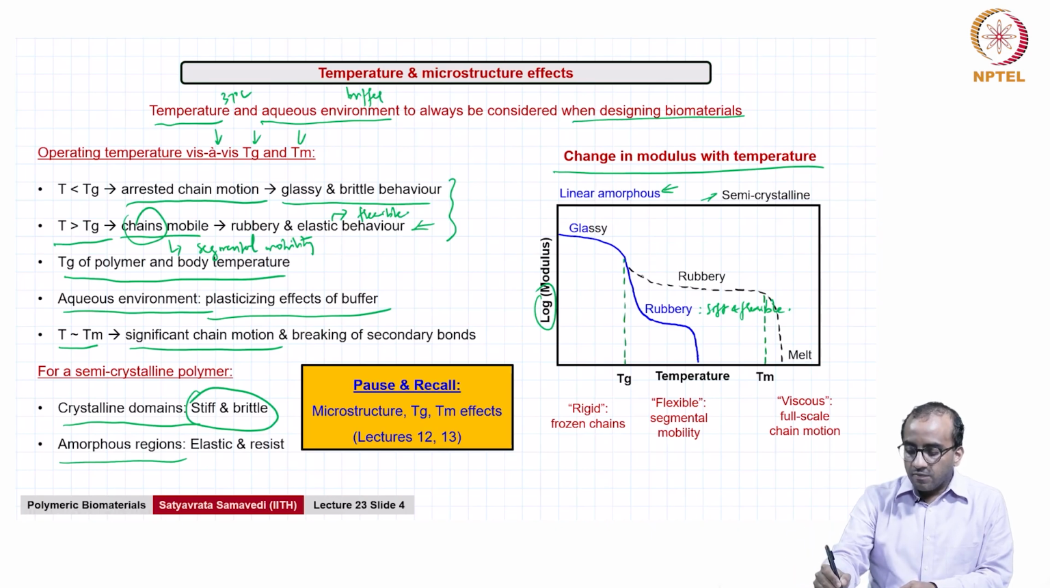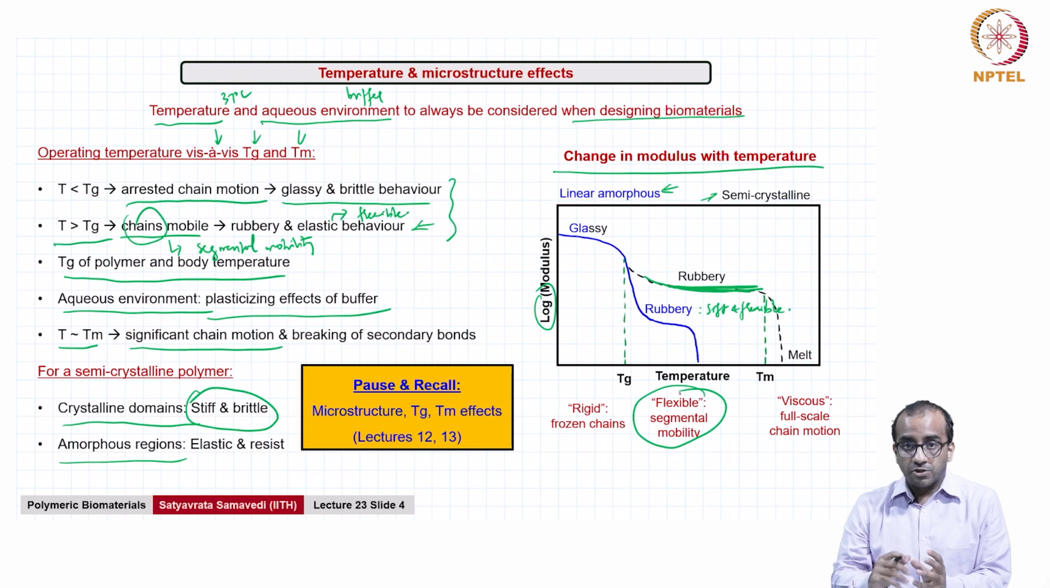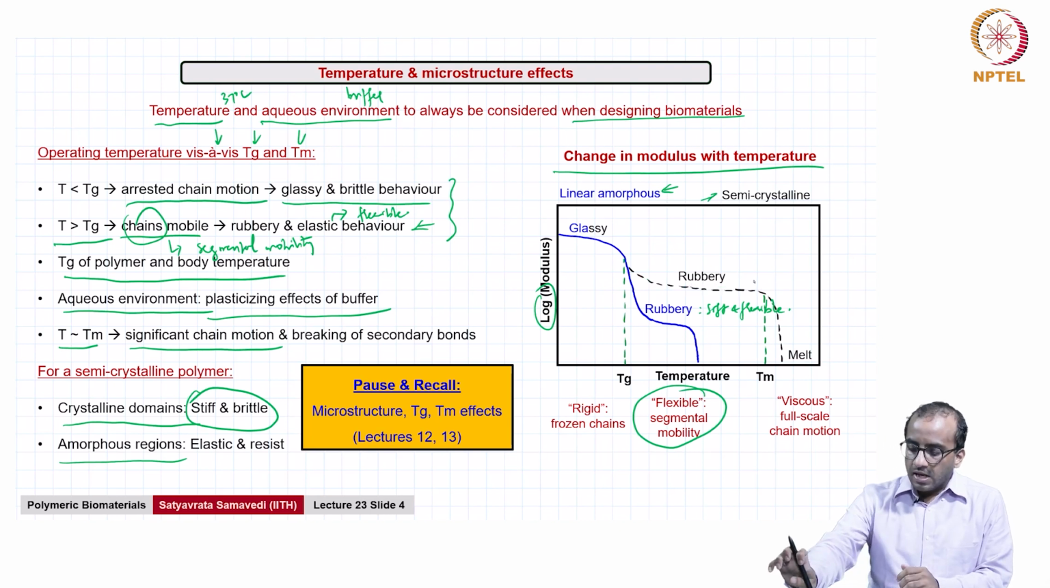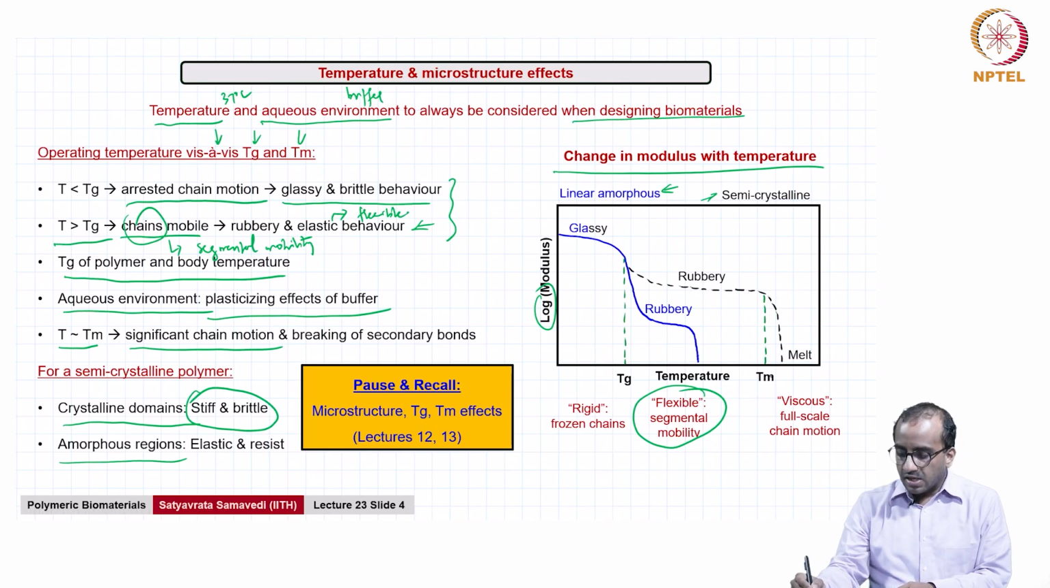Now, again if you go beyond, you see the rubbery plateau here more prominently, because you are now above the Tg, the amorphous domains are now flexible because of high segmental mobility. And at the Tm, or the melting temperature, this corresponds to the crystalline domains, the crystallites in the polymer, or the lamellae if you will.